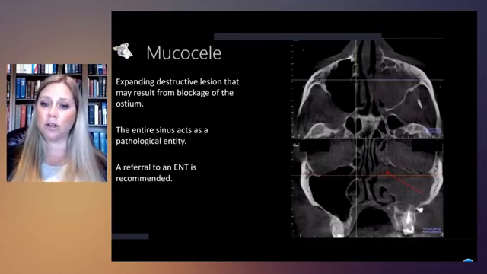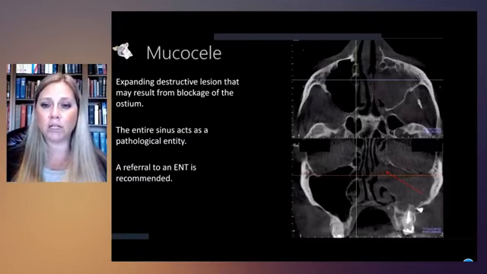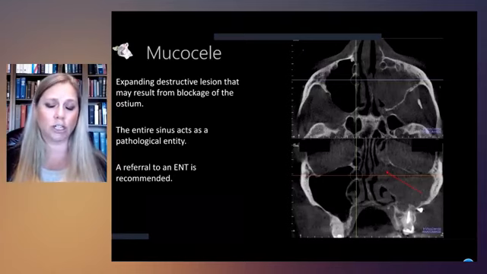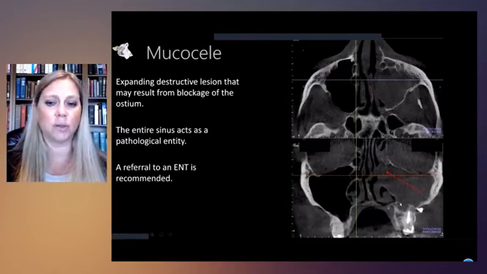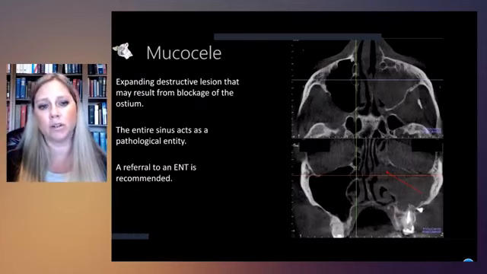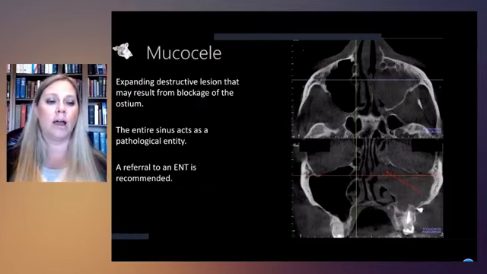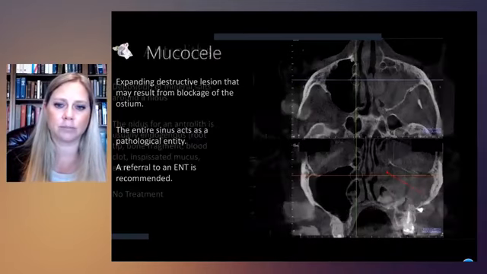Occasionally, we can have a mucocele. Again, if that ostium or the ostiomeatal complex is blocked, the sinus can start to enlarge and act like a pathological cavity. And we see that here with starting to see some expansion and displacement of cortical borders. So that lets us know we have something more serious going on, and we need to go ahead and refer this to ENT to be evaluated.